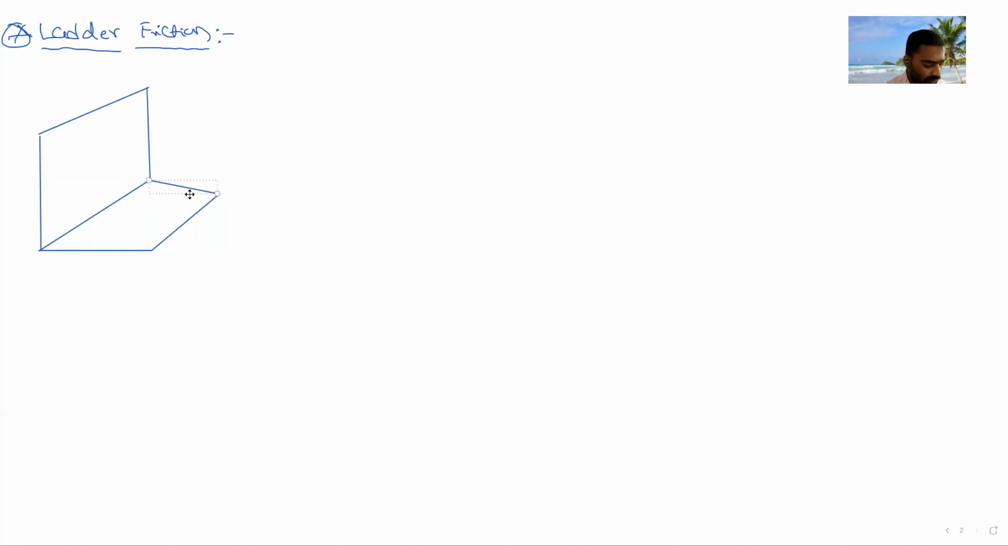Okay. So this is a 3D view for the ladder. When you consider a 2D view, this will be the ladder. Again for this ladder, there will be some reactions. Okay. So this is the 3D view.